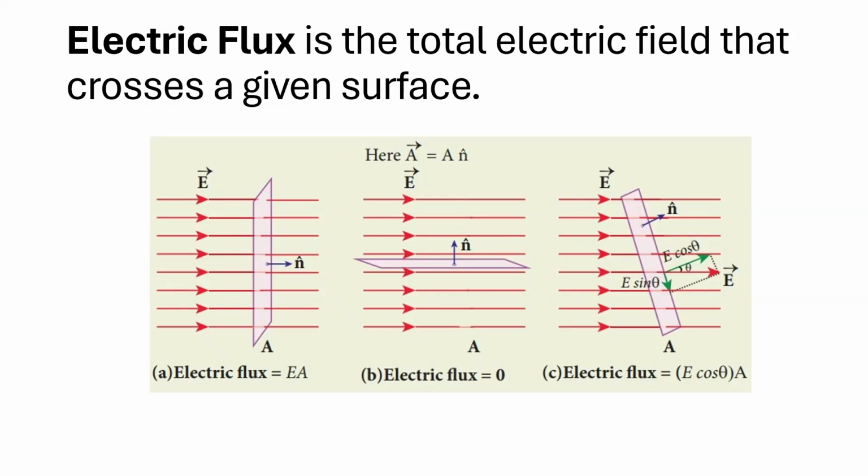So you can immediately have your own explanation and justify why the electric flux is equal to zero. I'm just going to repeat it: it's because the surface is parallel with the electric field lines, or the direction of the electric field lines. So again, the electric flux is actually referring to the total electric field that crosses a given surface. So that is what the electric flux is all about.